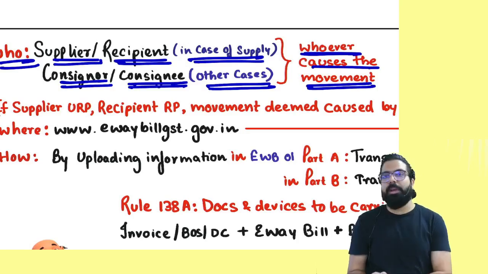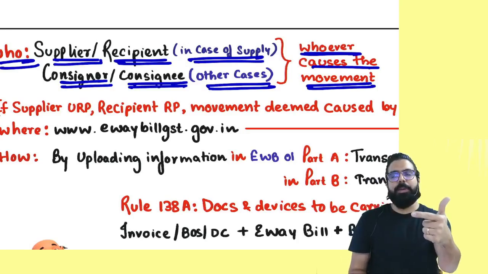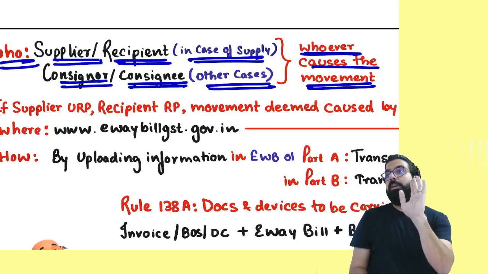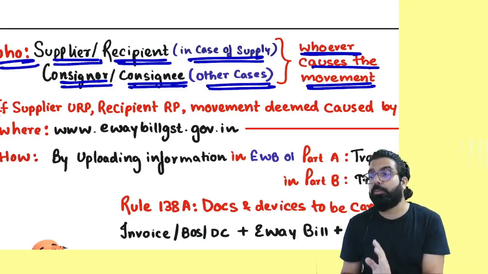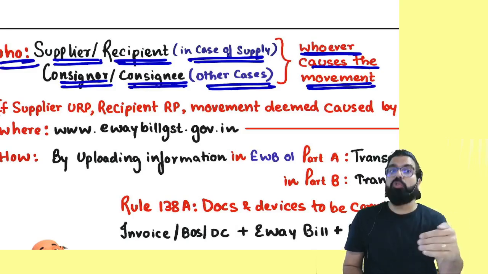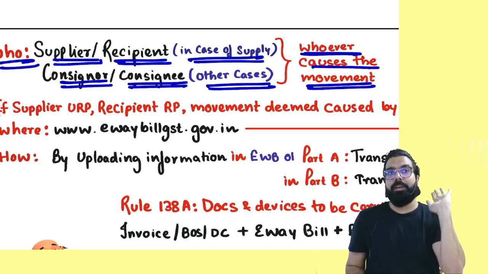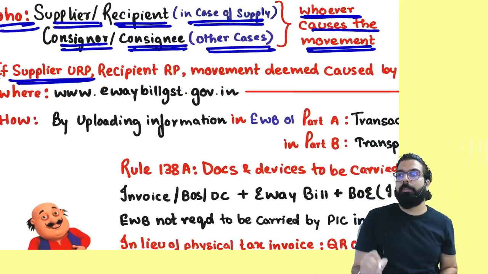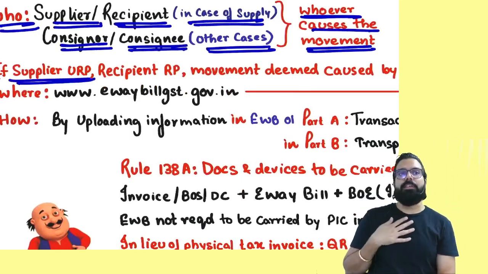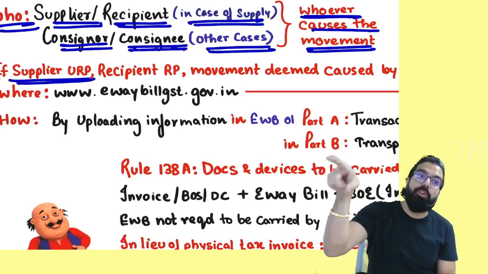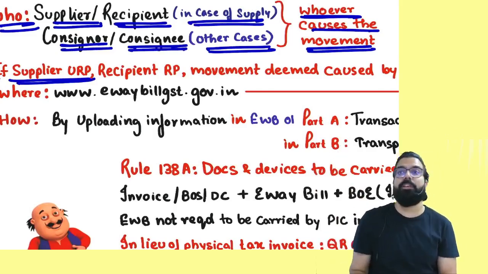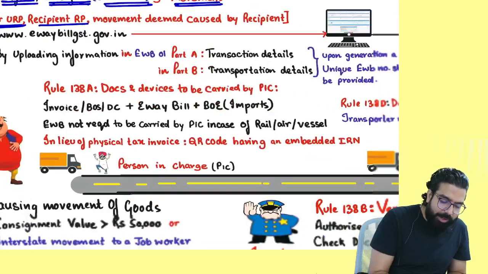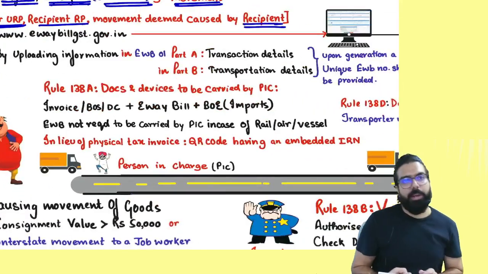So who will generate an e-way bill, everyone? Supplier, recipient, consignor or consignee, whoever is causing the movement. Remember, e-way bill is for movement. Whenever goods will move, e-way bill has to be generated. Next, sir, if the supplier is unregistered, always remember, supposingly, I am unregistered, but I am sending the goods to you and you are a registered person. Remember, movement is always deemed to be caused by the recipient, and the recipient will go ahead and generate the e-way bill.